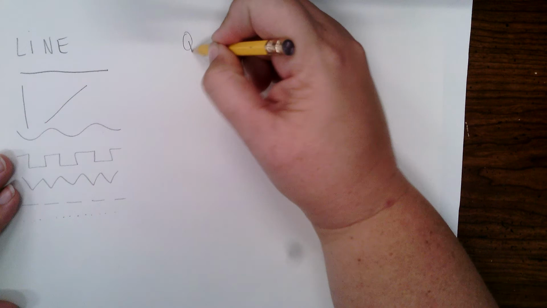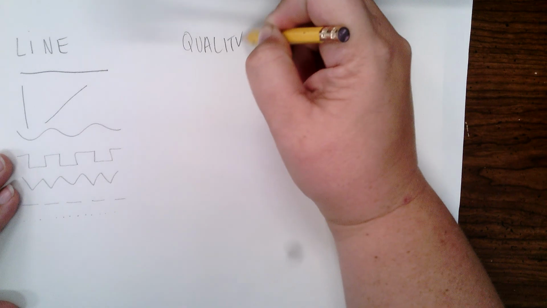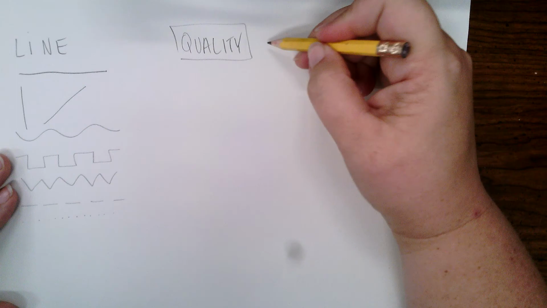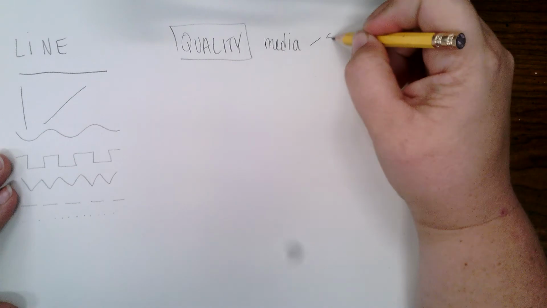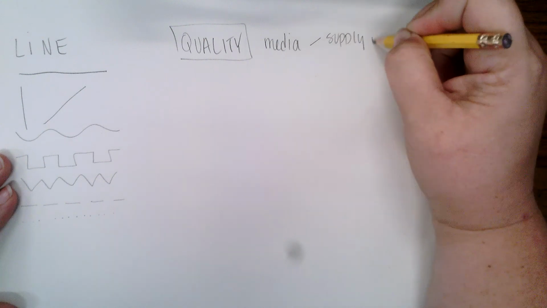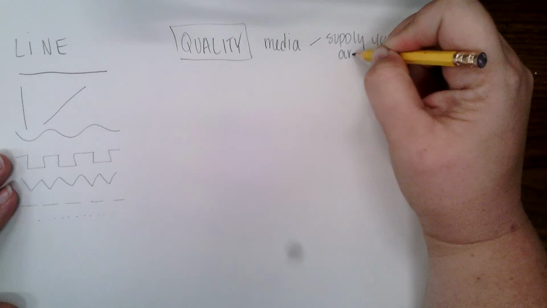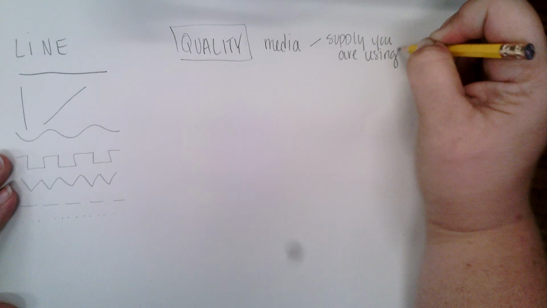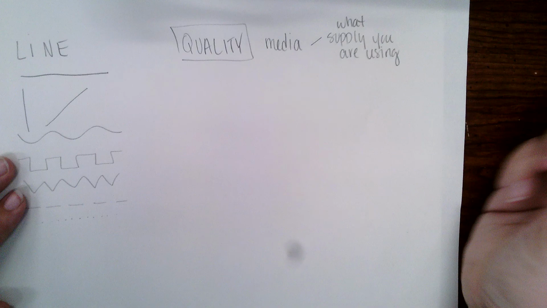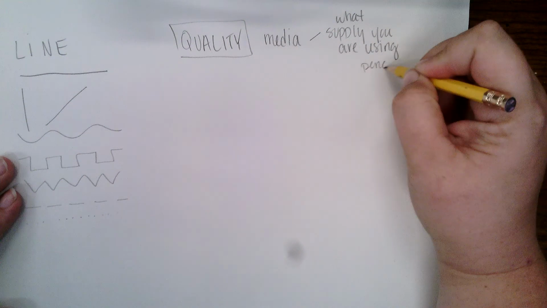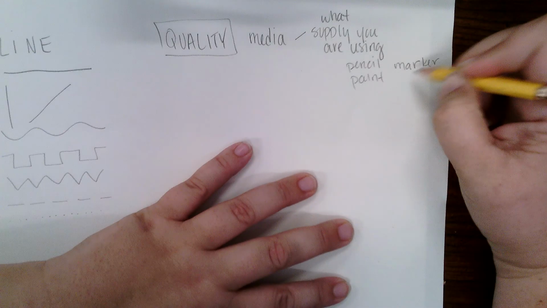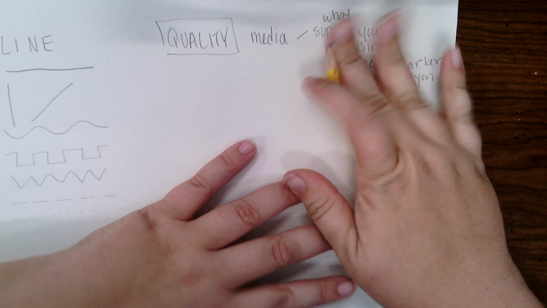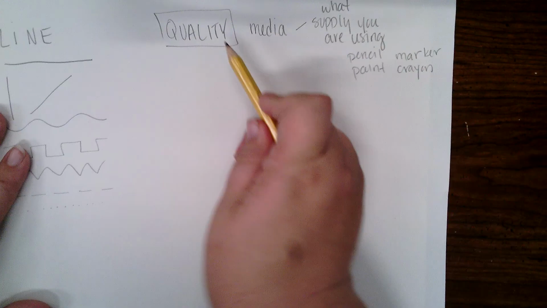Okay, so when I think about line quality, that's when I start to think about the different types of media I can use. Again, media is what supply you are using. So examples of that would be pencil, paint, marker, crayon, etc. Different types of media usually give you different quality.